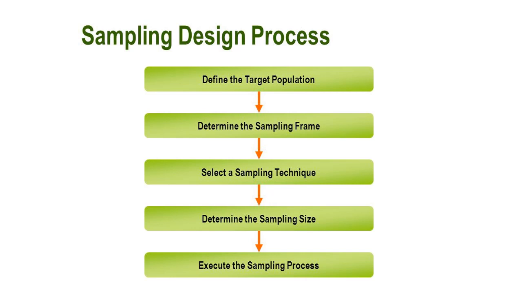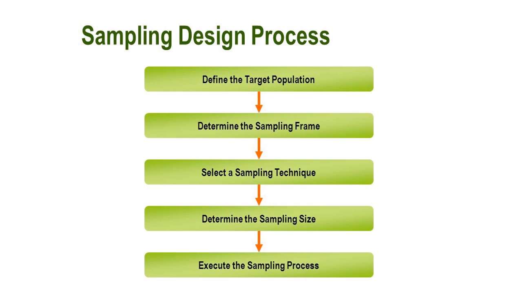Now the most important part of sampling is the sampling design process. It has 5 steps. The first step is to define the target population. The target population is the collection of objects which possesses the information required by the researcher and about which an inference is to be made.